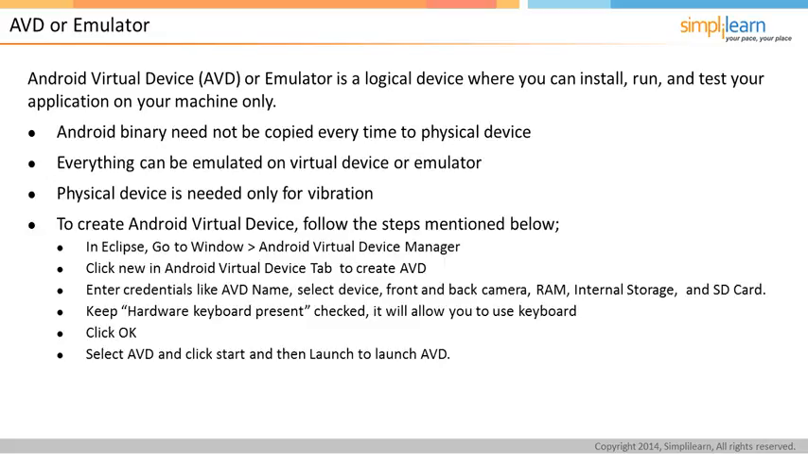To create an Android Virtual Device, follow the steps mentioned below. In Eclipse, go to Window, then go to Android Virtual Device Manager. Click New in the Android Virtual Device tab to create an AVD for the first time. Then enter details like AVD name, select device, front and back camera, RAM, internal storage, and SD card. Keep Hardware Keyboard Present checked. It will allow you to use the keyboard. Then click OK. Finally, to launch the AVD, select the AVD and click Start and then Launch.